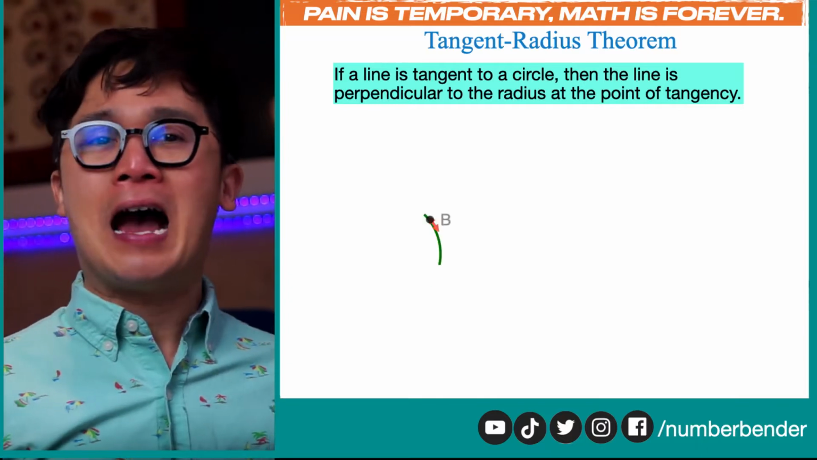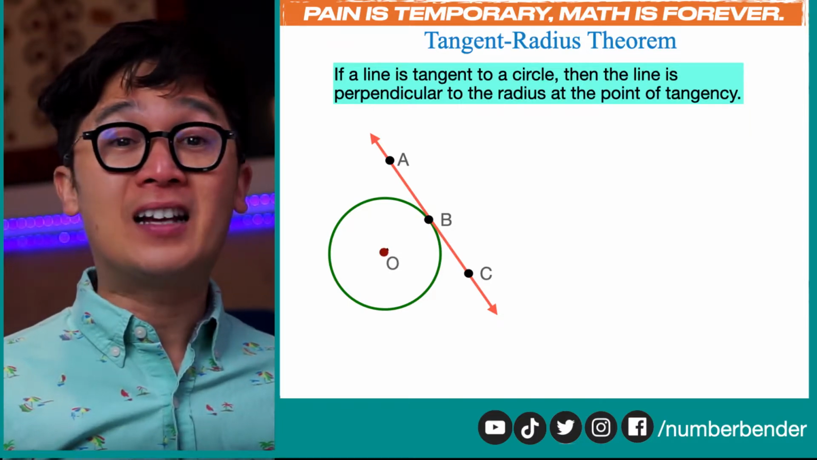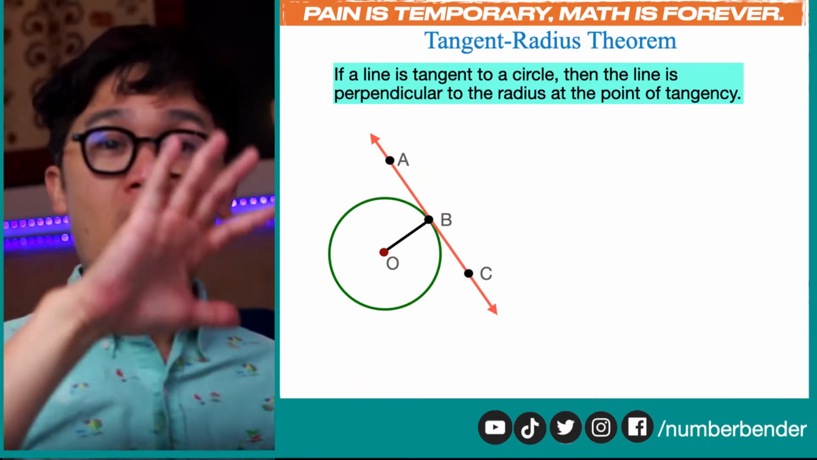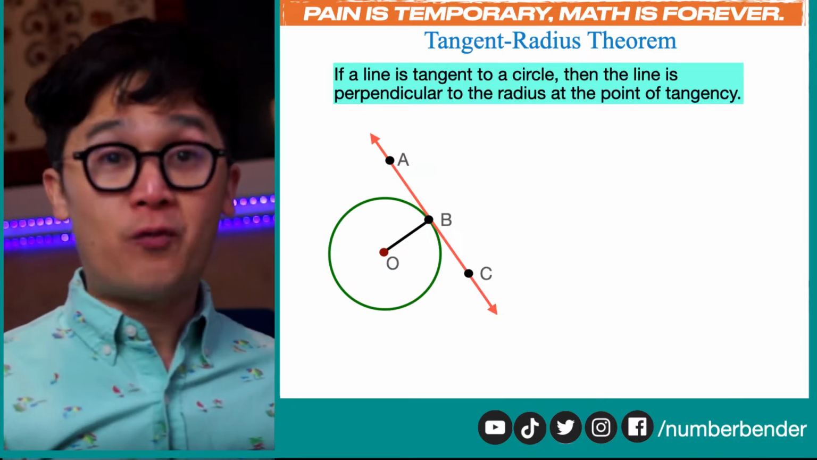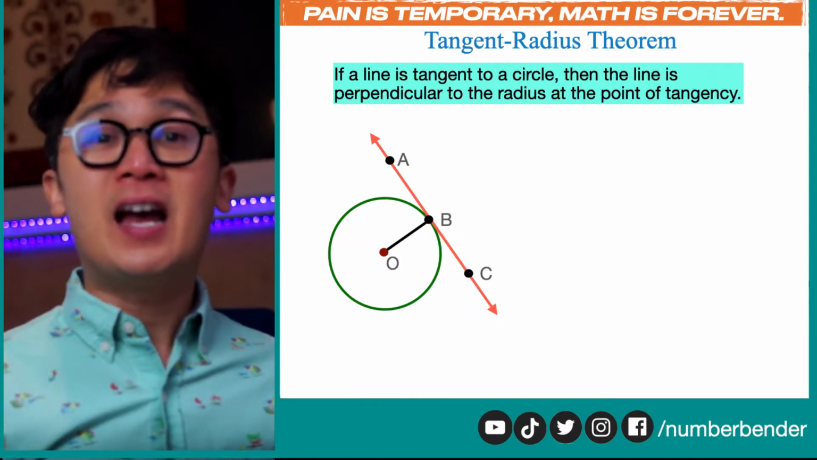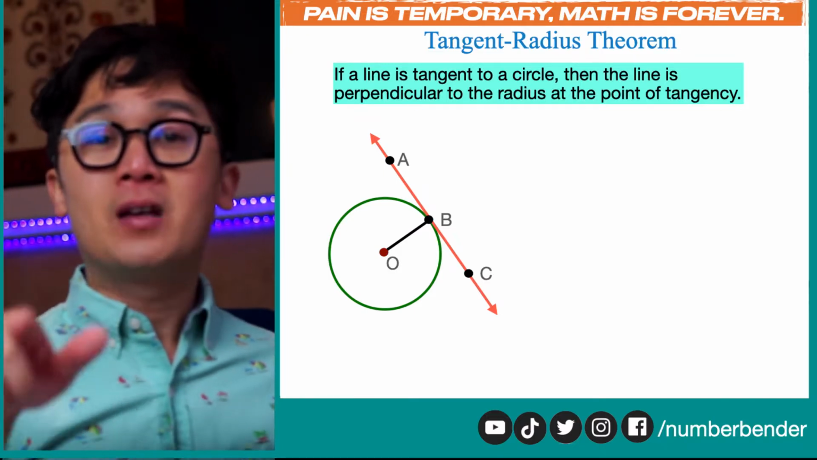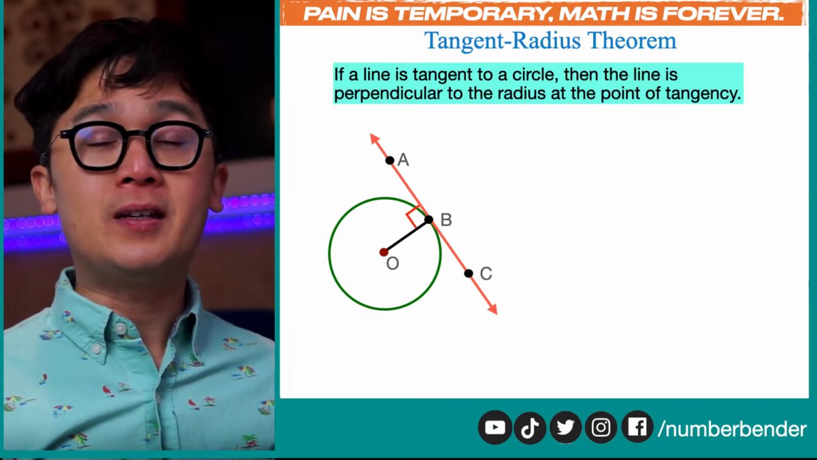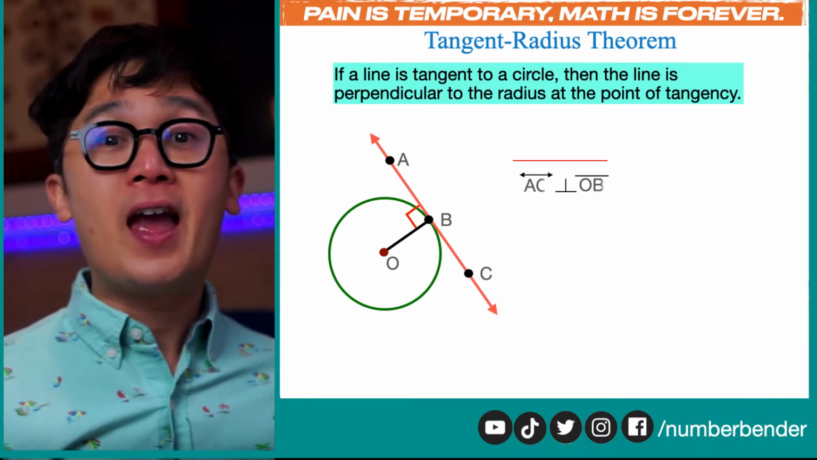So let's use our tangent line from our previous slide. And let's say that this particular circle has a center at O. If we connect our center and the point of tangency on our circle, we will form a 90-degree angle, because in this case, line AC is a tangent line to circle O. Therefore, line segment OB is perpendicular, or forms a 90-degree angle, with line AC.